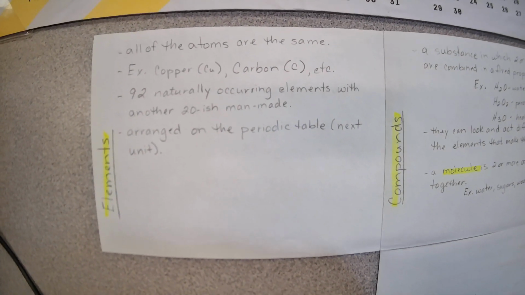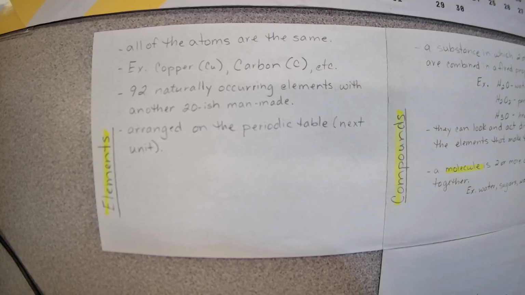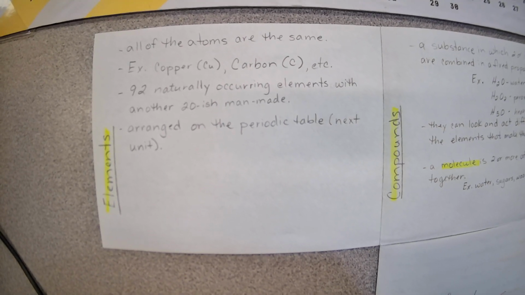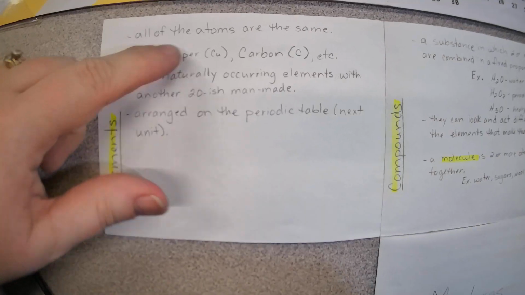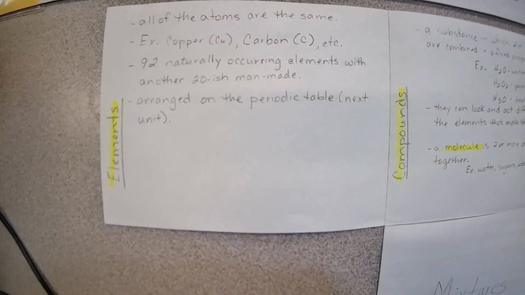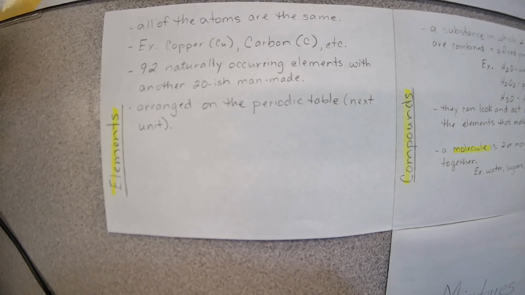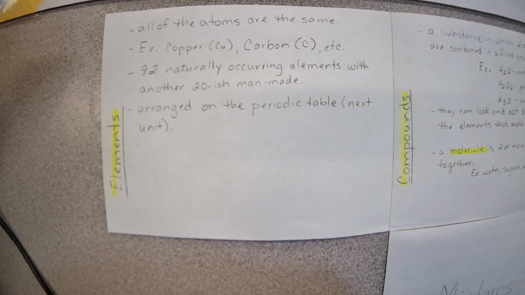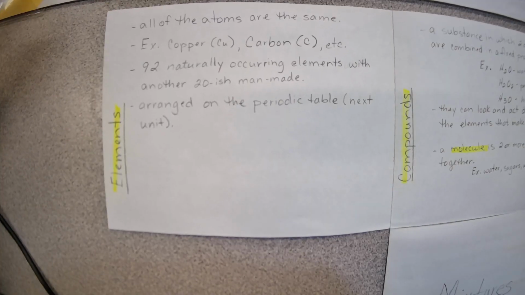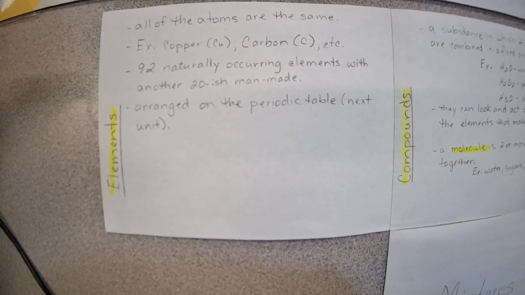So the first type of substance is elements. Elements are things that are made of atoms that are all the same. So for example, copper and carbon are elements that you can have off the periodic table, but keep in mind, they are all the same. It doesn't matter where you find them. It doesn't matter how you find them. Carbon is carbon, copper is copper, oxygen is oxygen, okay?